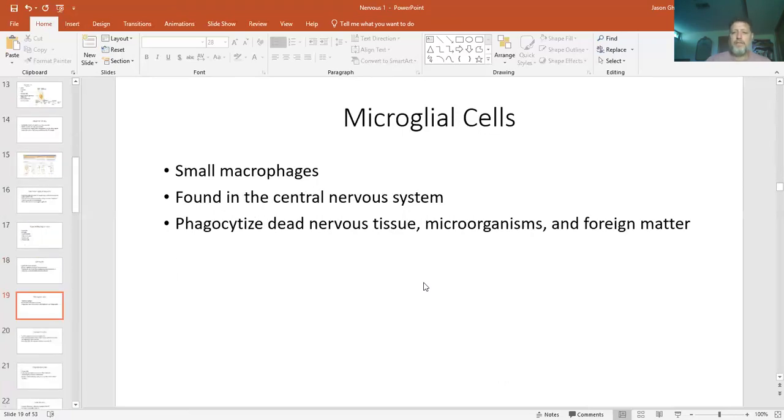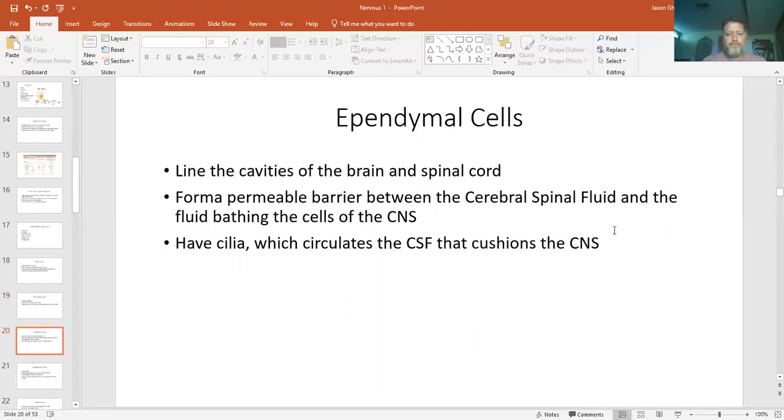Then you have microglial cells. These are like the immune cells of the central nervous system. And again, they phagocytize, which means they eat, and put that in quotations, eat dead tissue and other organisms that might get in there. Anything that gets in there is not supposed to be there. So these are, again, like the immune cells of the central nervous system.